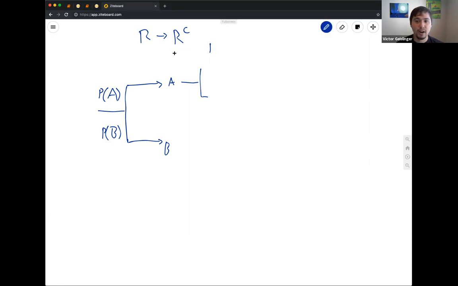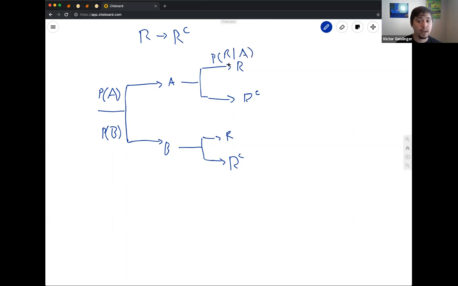I'll use R complement to keep it consistent with the curriculum. From A, you can say either R happens, which I'll put here, or R doesn't happen, so two different possibilities. The same thing can happen for B: either R happens or R doesn't happen. Essentially we're saying R and A and B don't affect each other. Just because B doesn't happen doesn't mean R can't happen, okay? So the probability of this branch right here is the probability of R given that A happens. Makes sense, right?